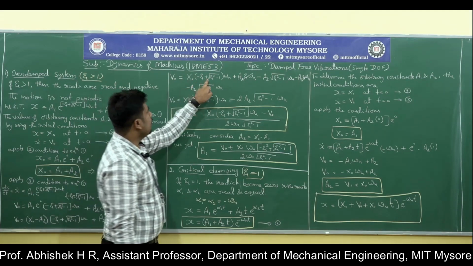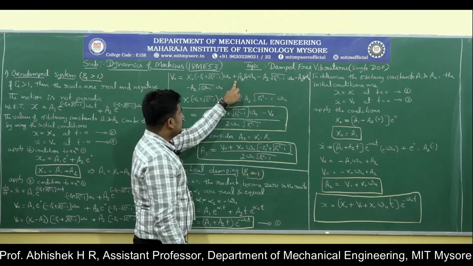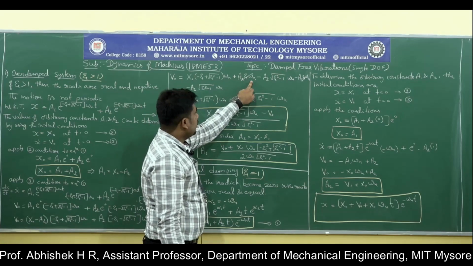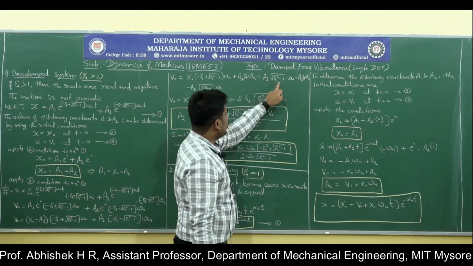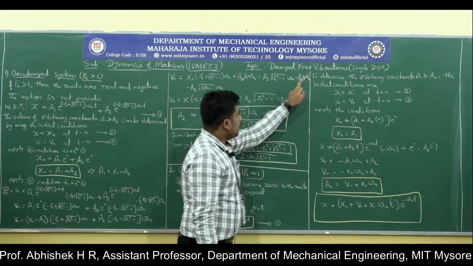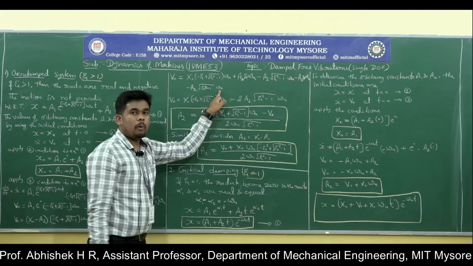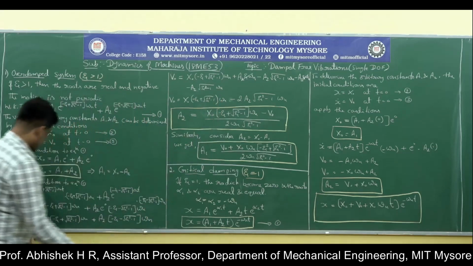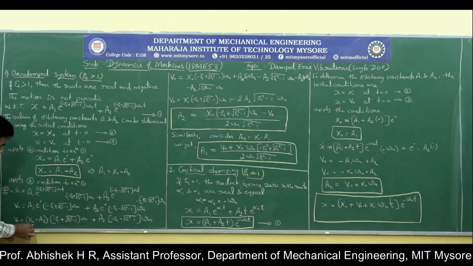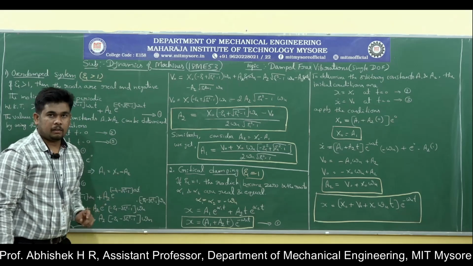into minus zeta plus square root of zeta square minus 1 into omega n plus a2 into zeta omega n minus a2 into square root of zeta square minus 1 omega n minus a2 zeta omega n minus a2 into square root of zeta square minus 1 into omega n. Means, see here I have written x naught minus a2, right? X into this factor, again a2 into this factor. So you will get this step, just multiplication.